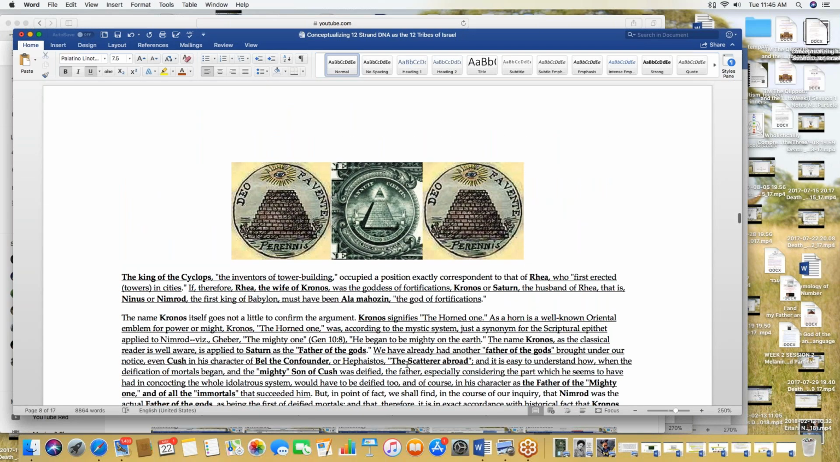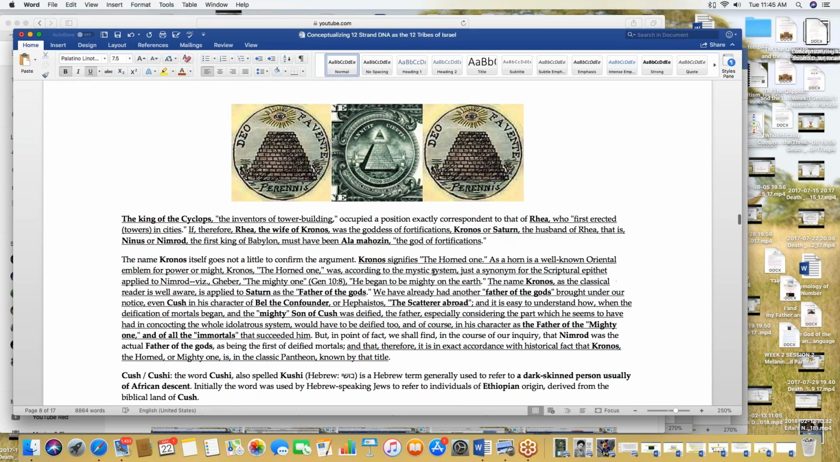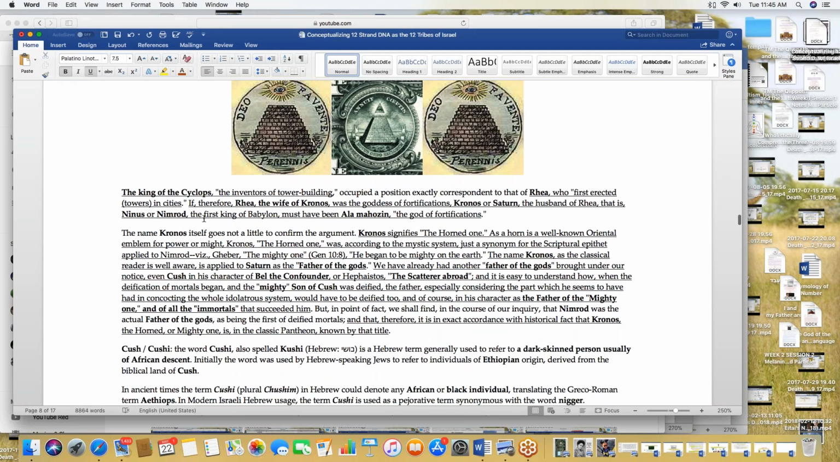Now, look, that is the ancient representation of the tower or the mound with the open eye above it. Their eyes were open, and we see it on the back of the dollar bill. The king of the Cyclops, the inventors of tower building, occupied a position exactly corresponding to that of Rhea, who first erected towers in cities. That is the feminine, always first.